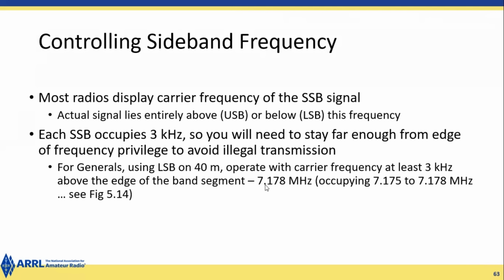So for generals, using lower sideband on 40 meters, operate with a carrier frequency of at least 3 kilohertz above the edge of the band segment. Because remember, at 40 meters, we're lower sideband, so you want to be 3 kilohertz above. So 7.178, because we're allowed to go down to 7.175. So if that's my low end and I'm on lower sideband, I want to put my dial frequency on 7.178.